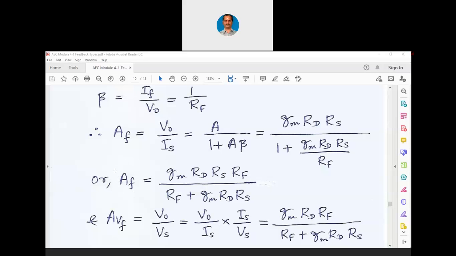Anyway, so AF is equal to Gm into Rd into Rs into Rf divided by Rf plus Gm into Rd into Rs. Now the voltage gain with feedback is V naught by Vs. That is correct. That is where I tried to correct it there. My notes is now correct. So AVF is equal to V naught by Vs is equal to, we can write it as V naught by Is into Is by Vs. Now for V naught by Is, we already have the expression. And for Is by Vs, it is nothing but 1 over Rs.